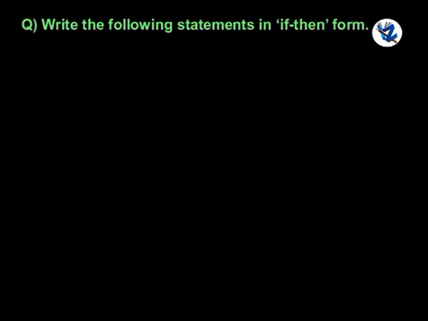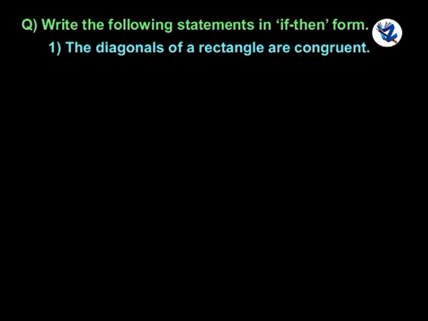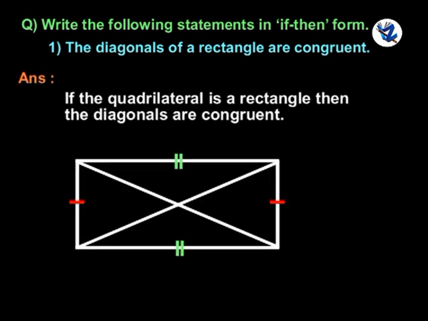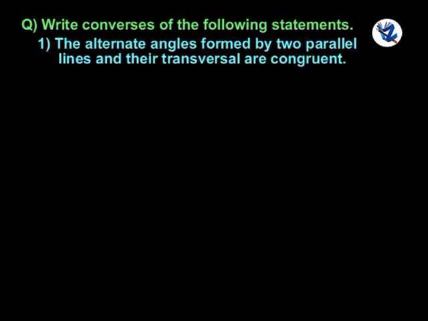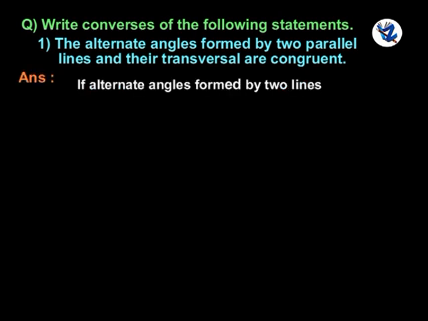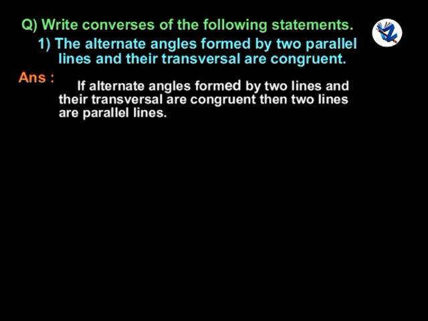Now the question. Write the following statement in if-then form. The diagonals of a rectangle are congruent. If the quadrilateral is a rectangle, then the diagonals are congruent. Now write the converse of the following statement. The alternate angles formed by two parallel lines and their transversal are congruent. If the alternate angles formed by two lines and their transversal are congruent, then the two lines are parallel lines.